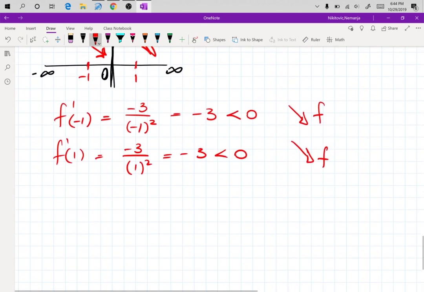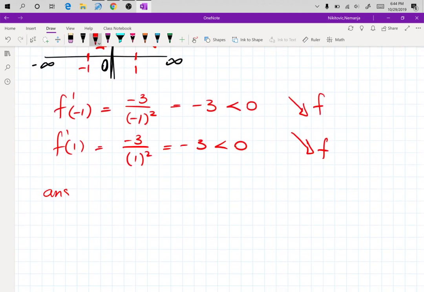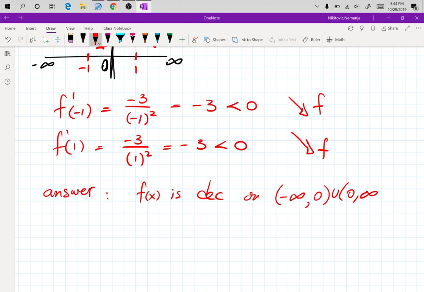And your answer is, you can start with f of x is decreasing on negative infinity to 0, union 0 to infinity, which is the entire domain.